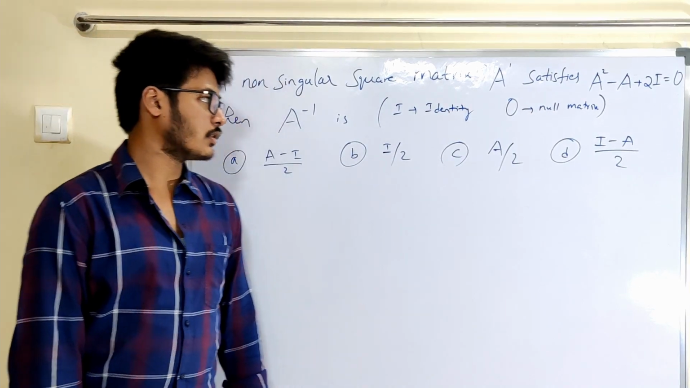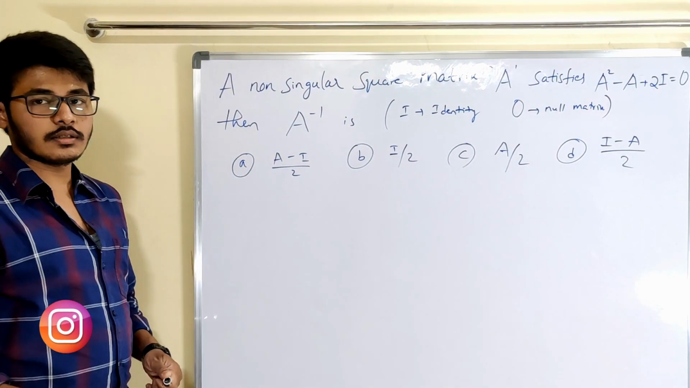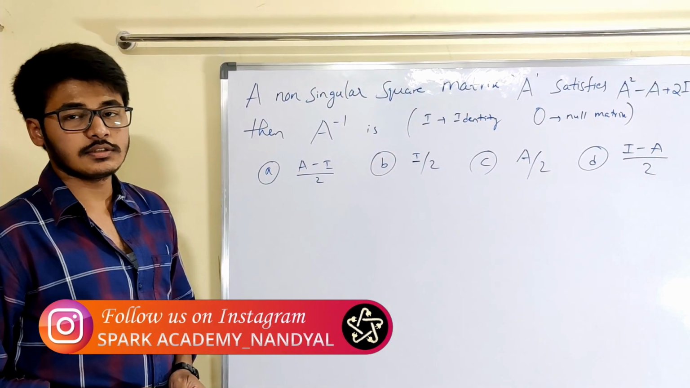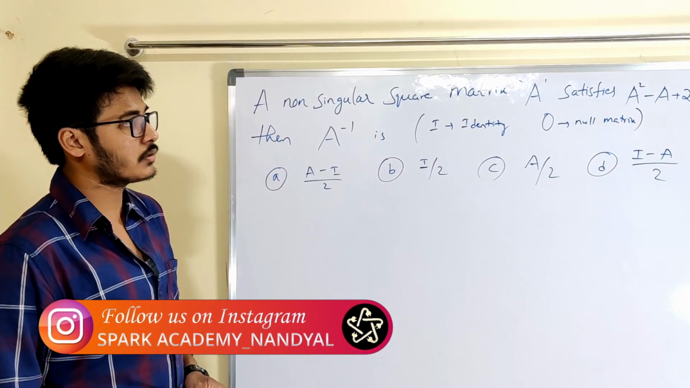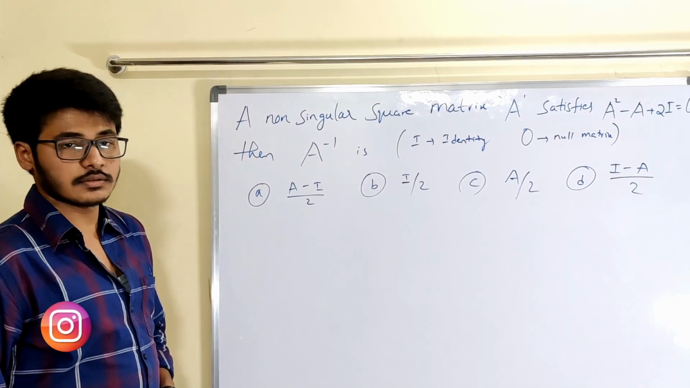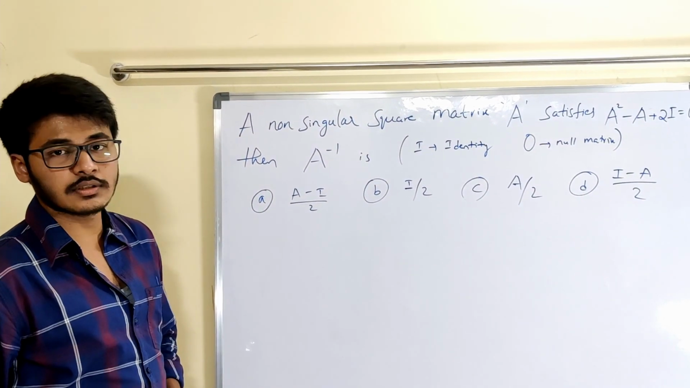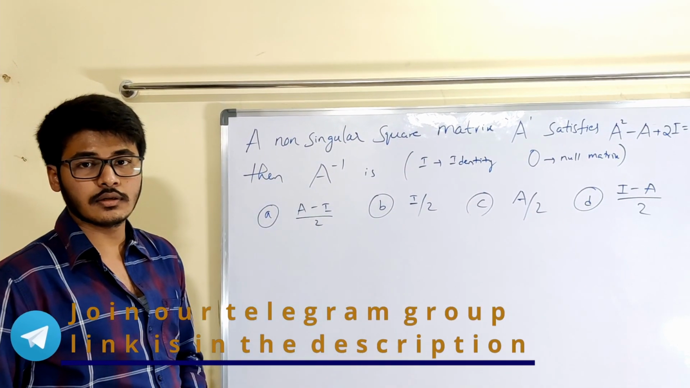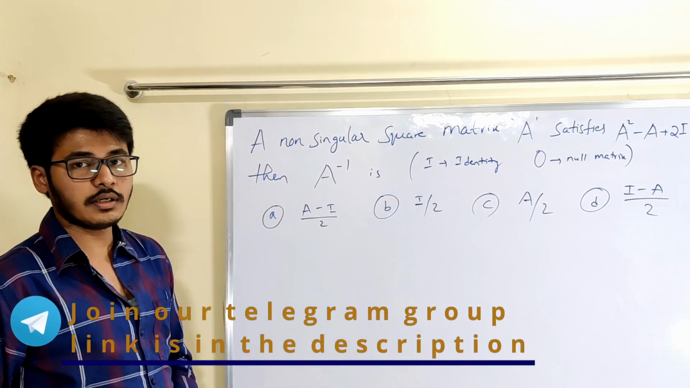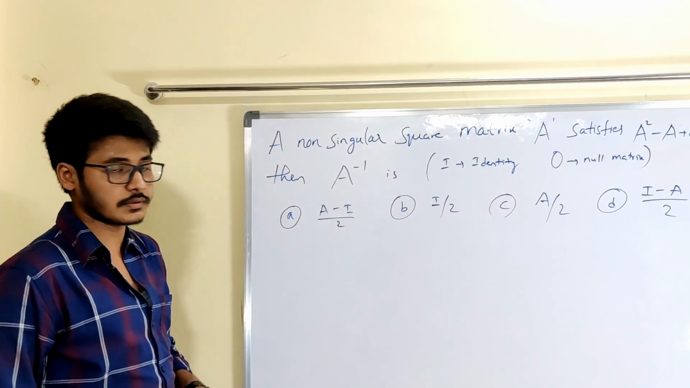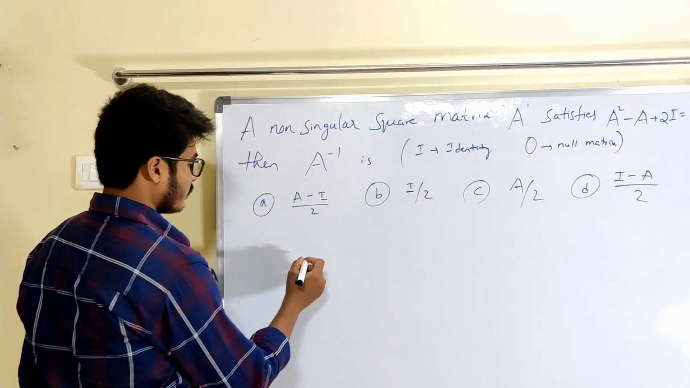So now we will see this question. Here the question given is, a non-singular square matrix A satisfies A square minus A plus 2I is equal to O. Then A inverse is. Here I is identity matrix and O is null matrix. Here it is given that A is a non-singular matrix, nothing but its inverse exists. So here it is given to find A inverse. Now we will see how to solve this question.